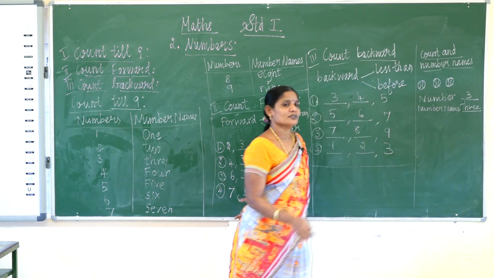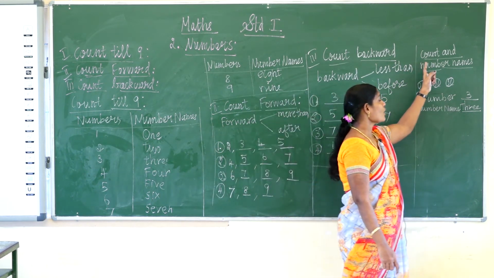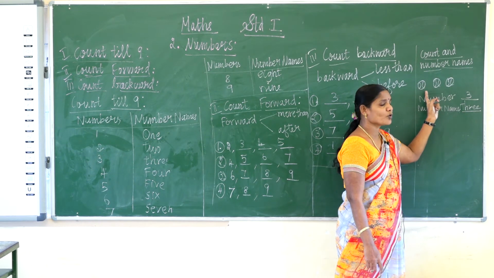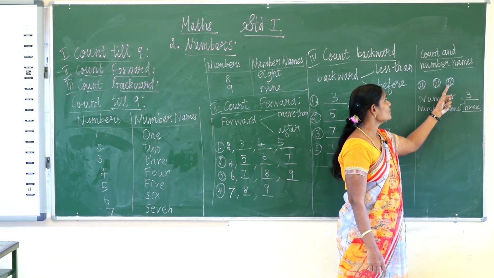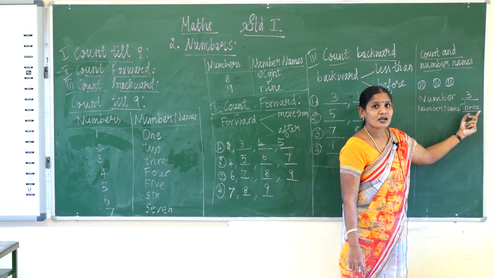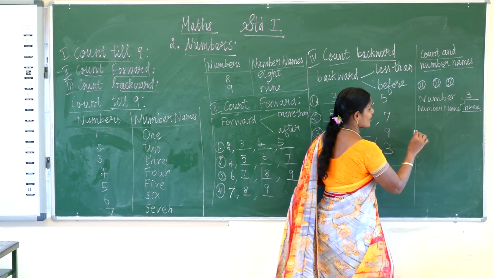So 3. Okay. So what is asked? Count and write number names. You have to count how many balls are there. 1, 2, 3. So number is 3. Number name T H R E E. Okay. Another example.